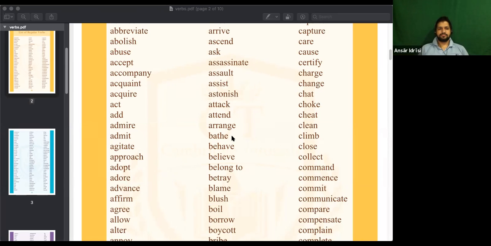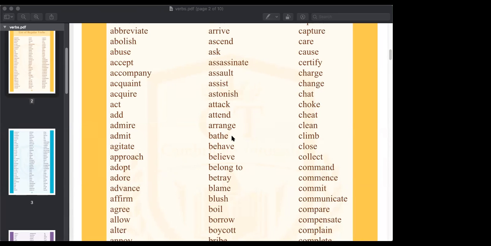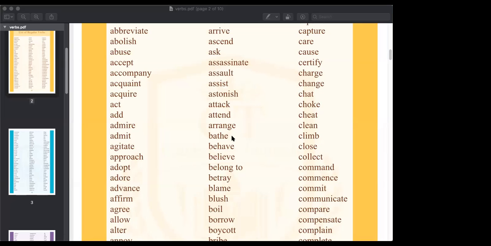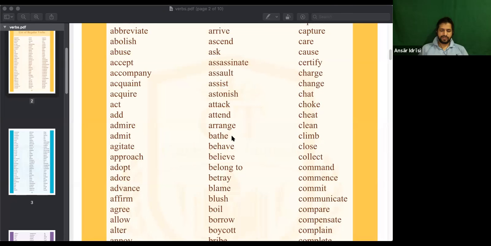She used to arrange. Did she used to arrange? She didn't used to arrange. Very good. Next. So what is the meaning of acquire? Acquire means to obtain. She used to acquire something. Did she used to acquire? She didn't used to acquire. Very good. Next.